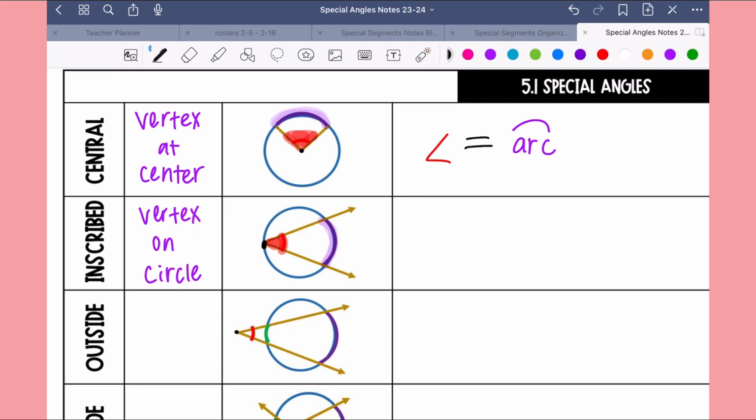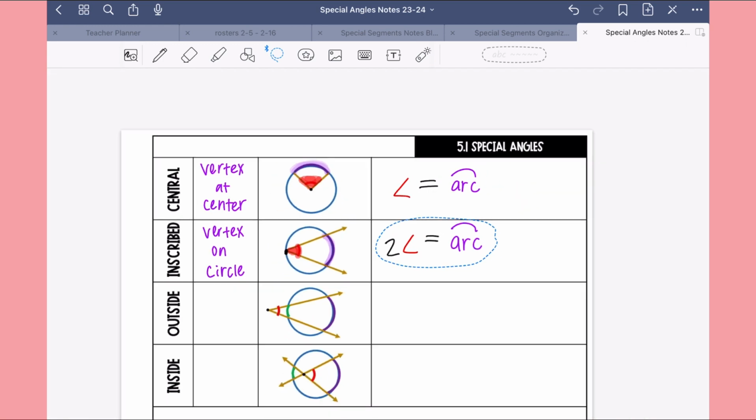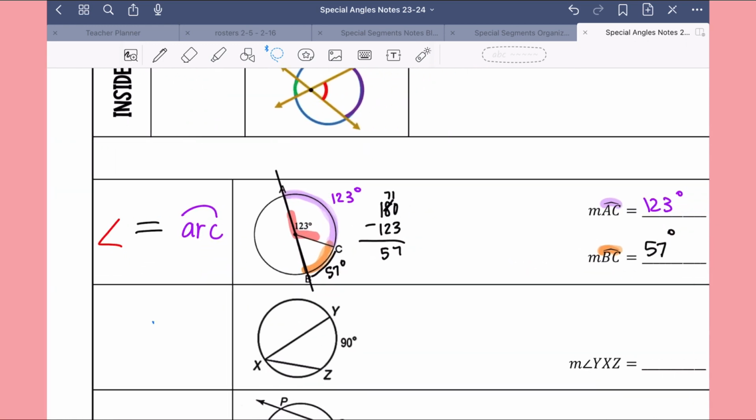Now, this formula says that 2 times your angle is equal to your arc, okay? 2 times your angle is equal to the arc. Now, there's different pieces in this formula, and that's why I'm using different colors. We have the angle, and we have the arc. And then we have this multiplication of 2 happening here. So let's use this formula to do the example for this angle when it's inscribed.